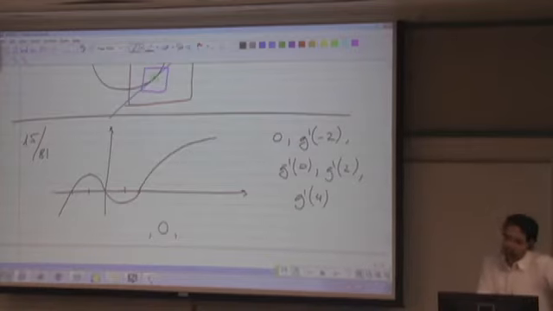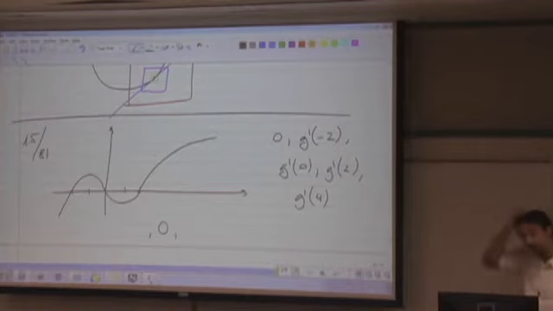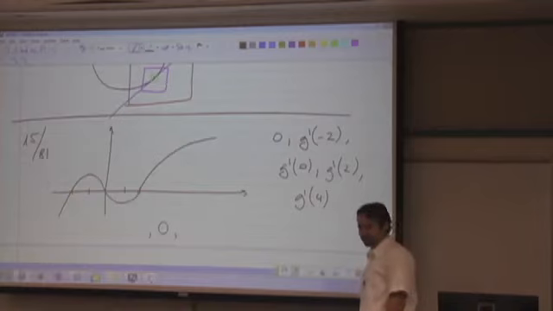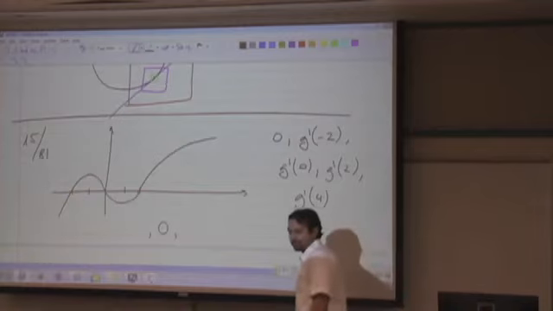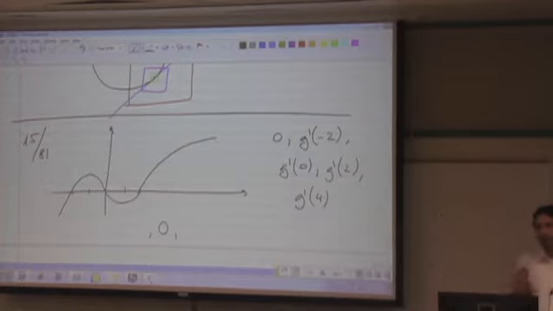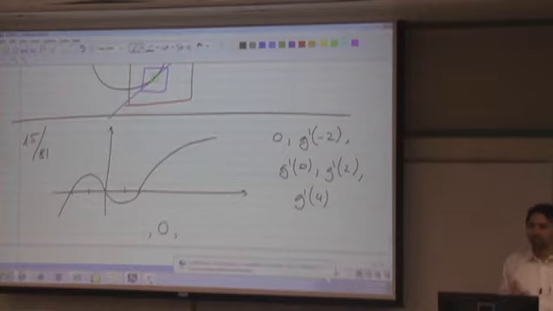g of negative 2 is negative. g prime of negative 2 is? Positive. Why negative? Why positive? Because the graph is going up. Remember, the key idea about this particular problem is to remember the fact that the derivative is the slope of the tangent line at that point, right?